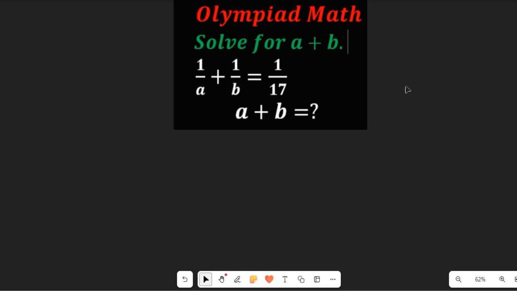Hello, we are asked to find the value of a plus b in 1 divided by a plus 1 divided by b, and this is equal to 1 divided by 17. How do we go about doing this?